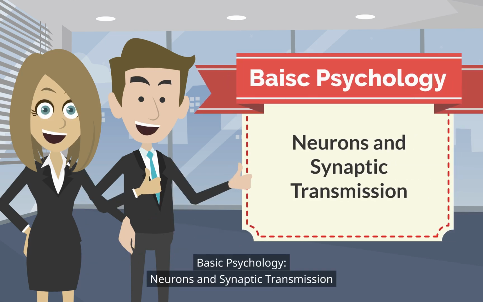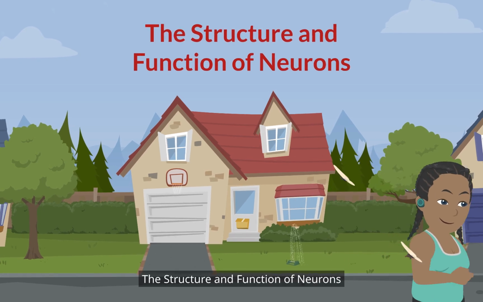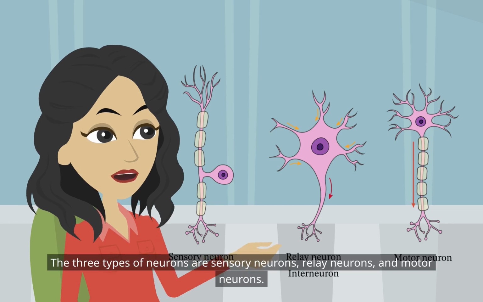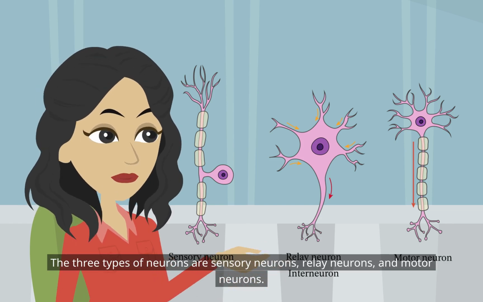Basic psychology. Neurons and synaptic transmission. The structure and function of neurons. The three types of neurons are sensory neurons, relay neurons, and motor neurons.